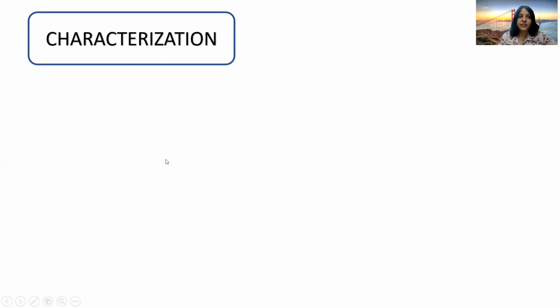First one, characterization. What is characterization? Characterization is listing all the characteristics of a species. Now, what do we mean by characteristics? All the observable features of a species. For example, we have seen a dog, so it has four legs, a tail, a long snout, and fur on its body. So those are all the observable characteristics.